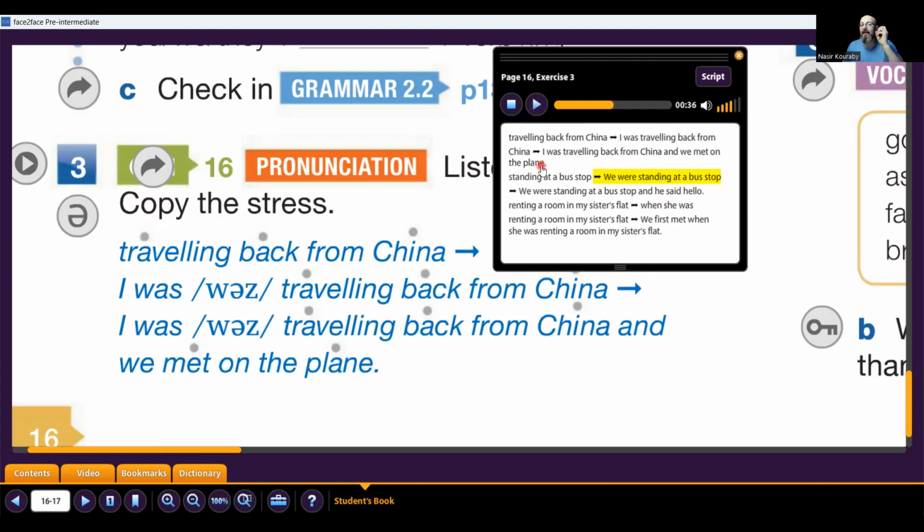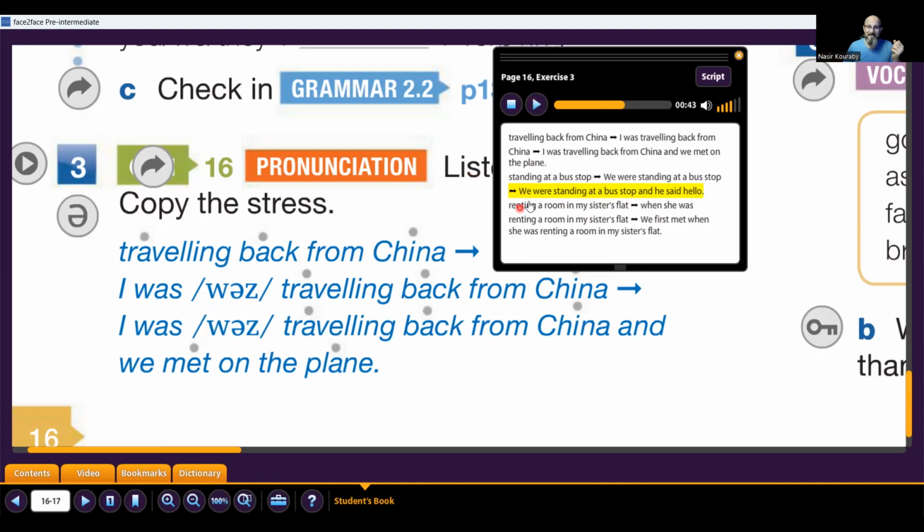We were standing at the bus stop. Perfect. If you say it like this, so now you speak English fluently. We were standing at the bus stop. We were standing. Excellent. Okay, let's continue. We were standing at a bus stop and he said hello.